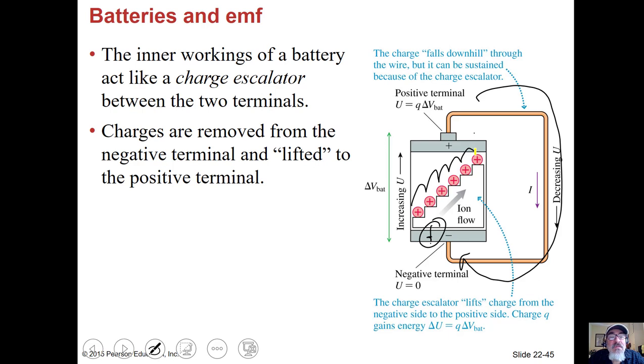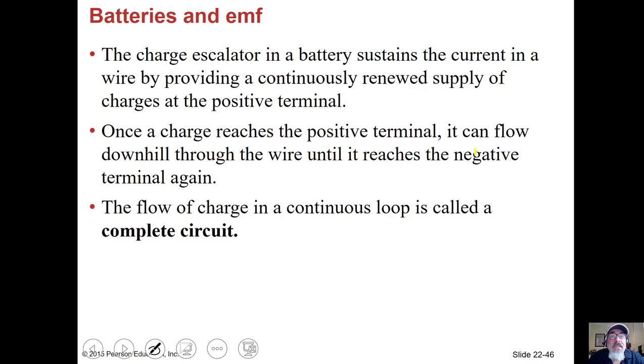So charges are moved from the negative terminal and lifted like a ski lift to the other side, and then once the ski lift gets you to the top of the hill, you go back down to the bottom of the hill. And then how do you get back up to the top? Well, you take the ski lift back up. The ski lift here is chemical reactions. So this charge escalator in a battery sustains the current in the wire by providing a continuously renewed supply of charge at the positive terminal.